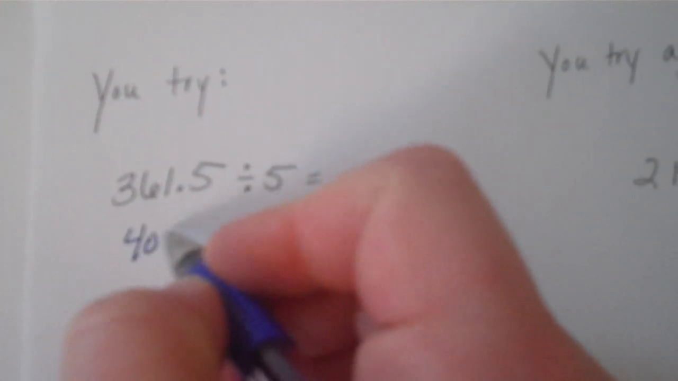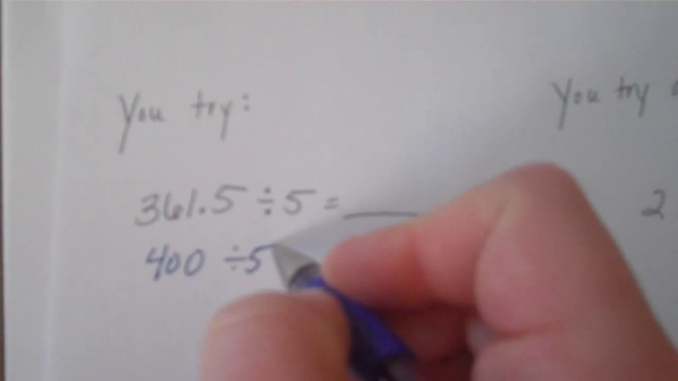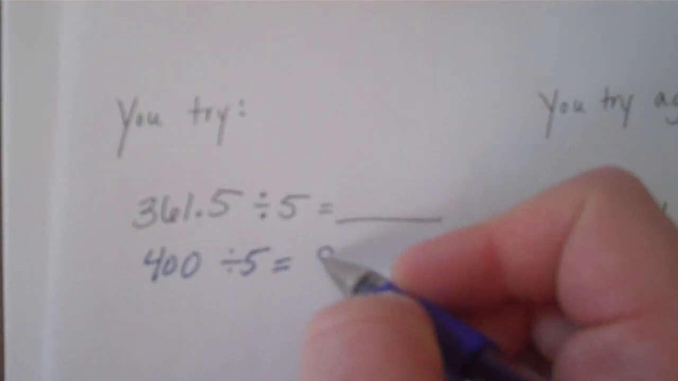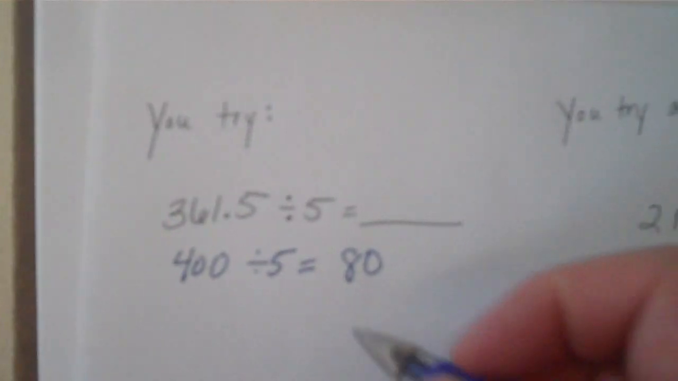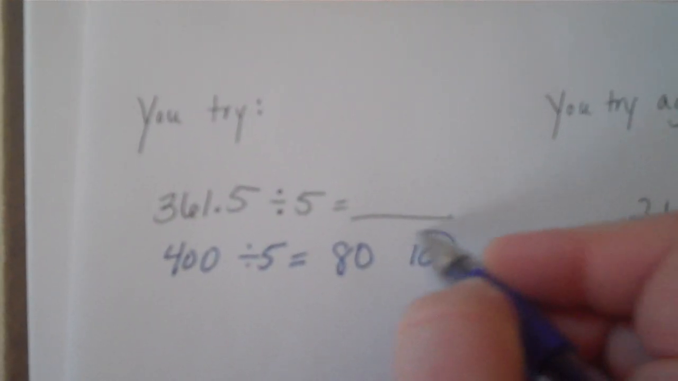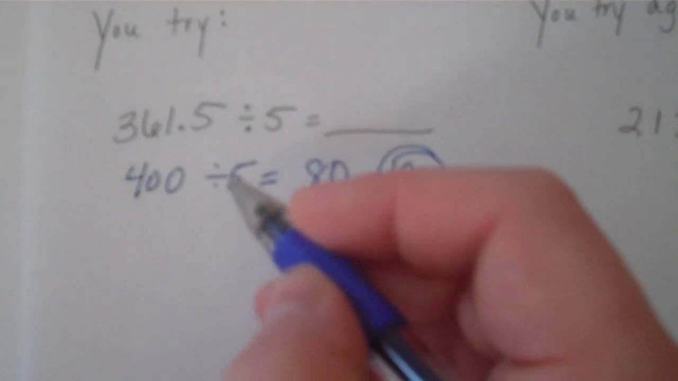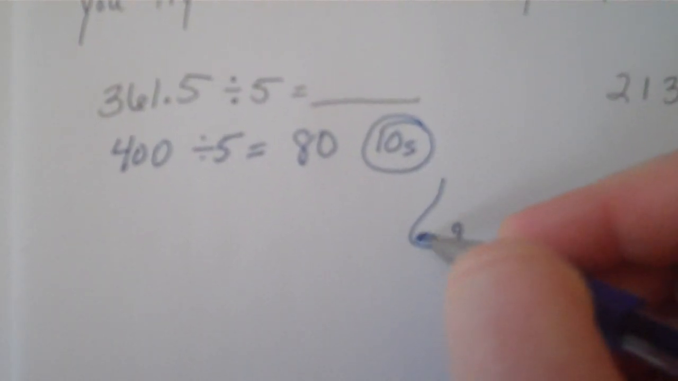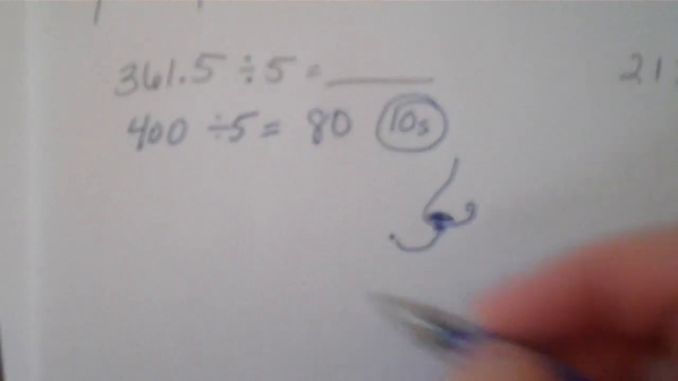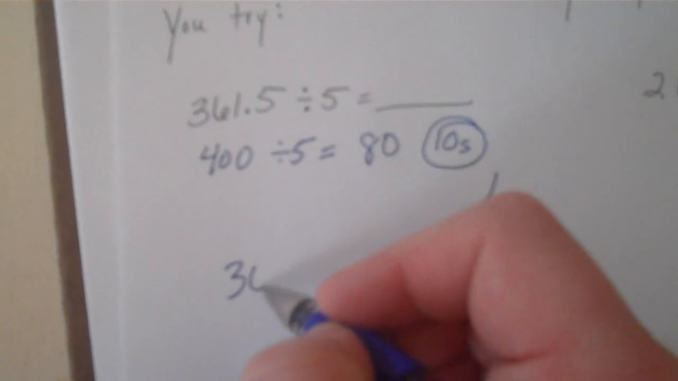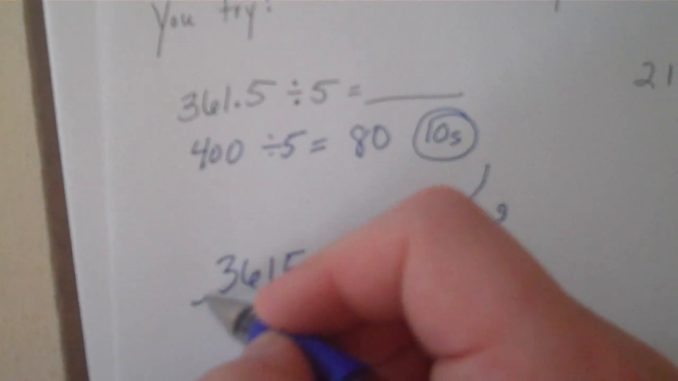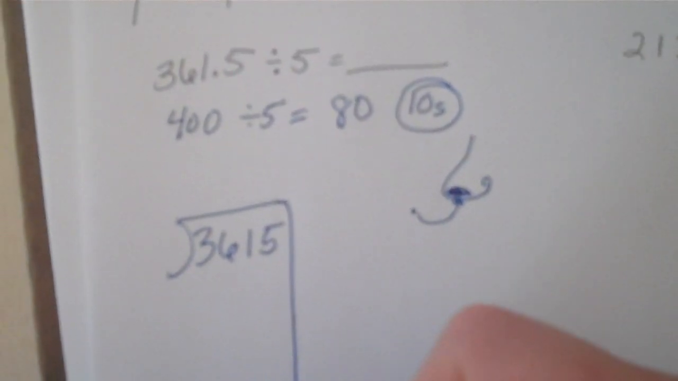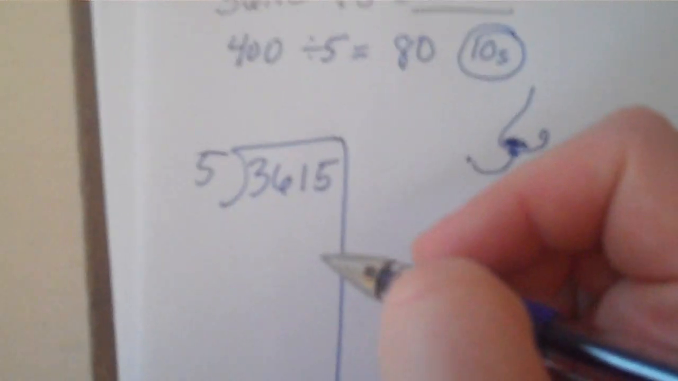All right, here's my magnitude estimate. 400 divided by 5 would be 80. So I know my answer is going to be in the tens place. Now I put the decimal up my nose. There's my nose, and the decimal's going up it. It's a crazy nose. And I do 3,615 divided by 5.